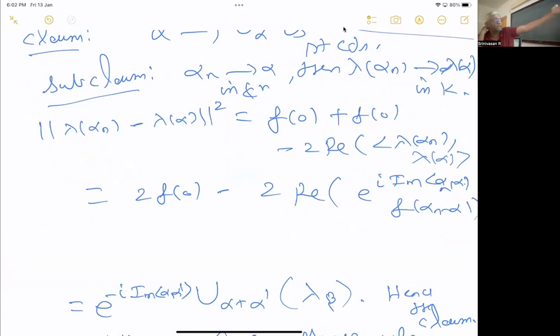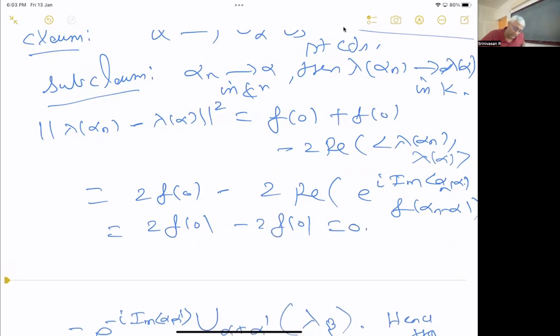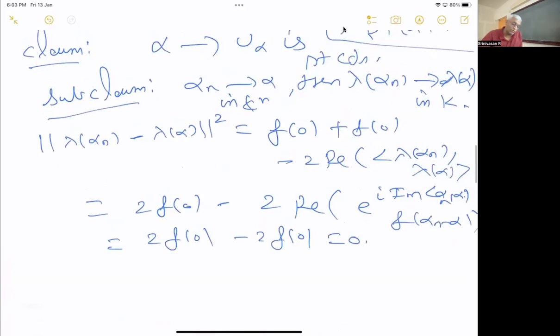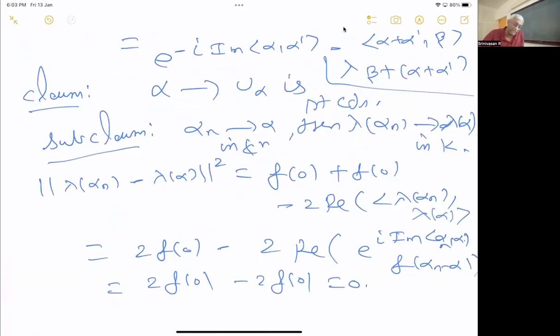Now the inner product is continuous, alpha n will go to alpha. So the inner product is 0. The imaginary part of alpha n alpha will also go to alpha alpha, whose imaginary part is 0. So it will go to 0. F of alpha n minus alpha will go to f of 0. So this is equal to 2f of 0 minus 2f of 0, equal to 0. So we have proved the subclaim. So we have proved that the map alpha going to lambda alpha is continuous.